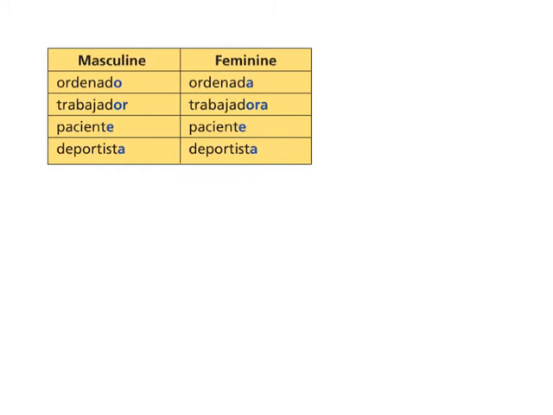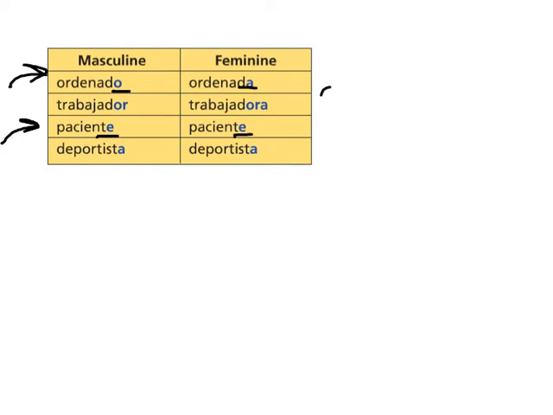A little table here that shows some of our adjectives. So what we already learned is that for ordenado, the O and the A would change depending on a male or female. We also learned with paciente that the E would stay the same for both masculine and feminine nouns. There are 2 more things that I want you guys to write down in your notes.